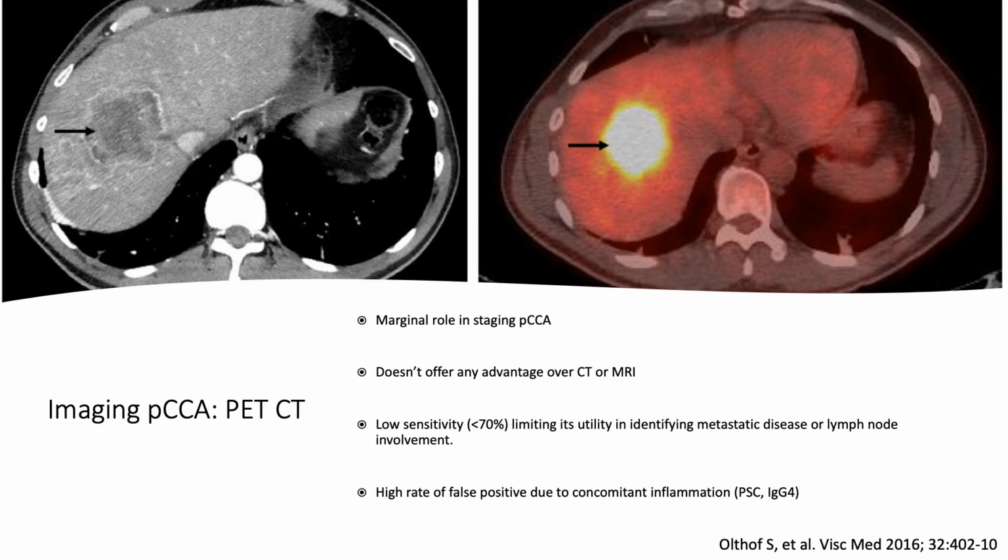The role of FDG-PET CT remains limited, and it really doesn't have any advantage over CT or MRI. Its principal role really is for identifying metastatic disease or lymph node involvement beyond what would be deemed resectable in the hepatoduodenal ligament. There's a high rate of false positives which need to be considered, especially in the presence of chronic inflammation.